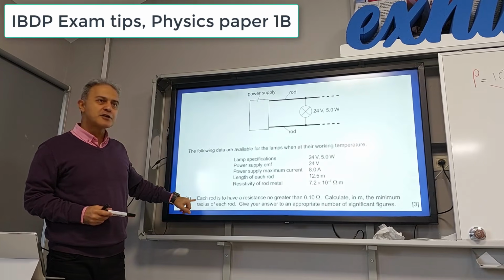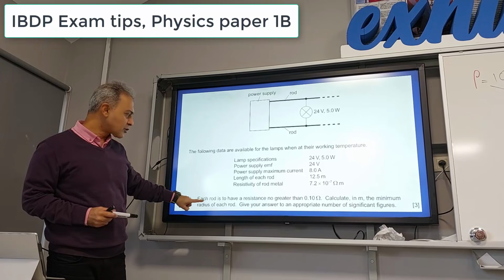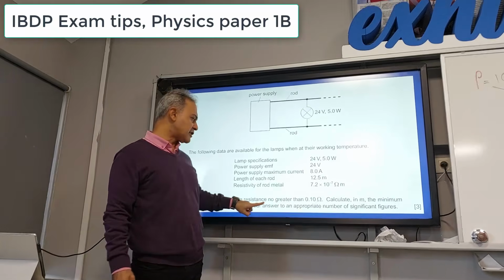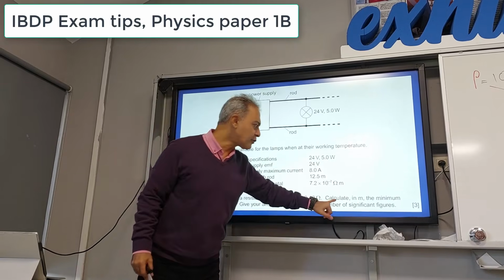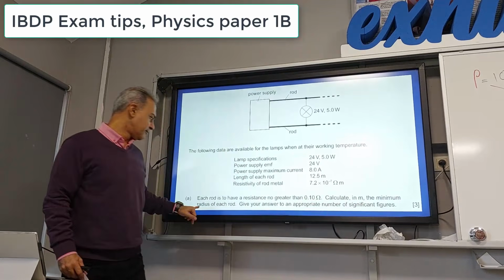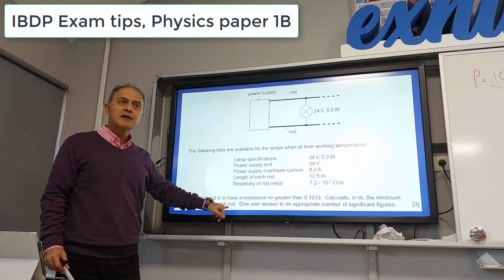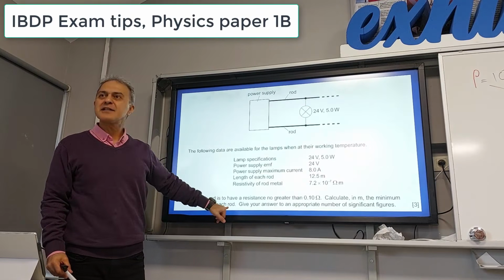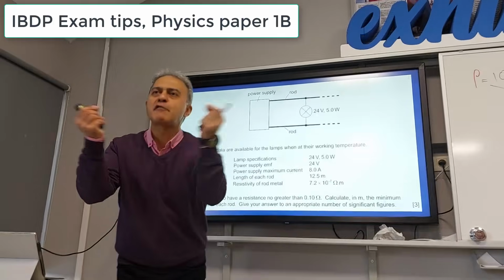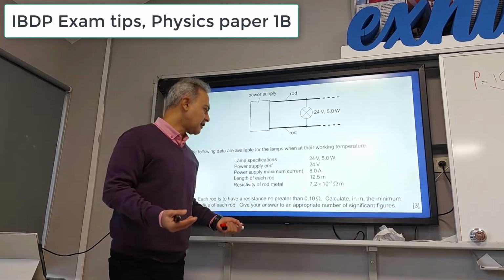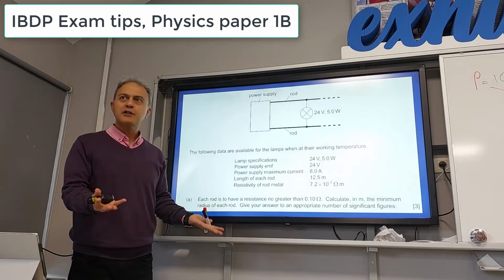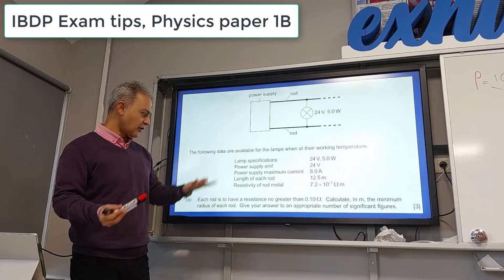What is the goal of the question? This is 3 marks. Each rod is to have a resistance no greater than this. Okay, not important. Calculate in meters the minimum radius of each rod. So the answer is the radius. Guys, what is the unit of radius? Meter, centimeter, millimeter? They didn't say anything.